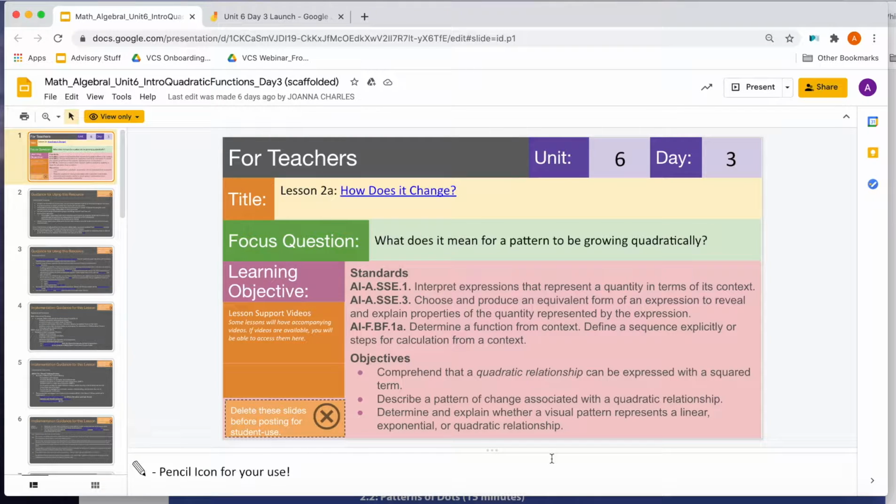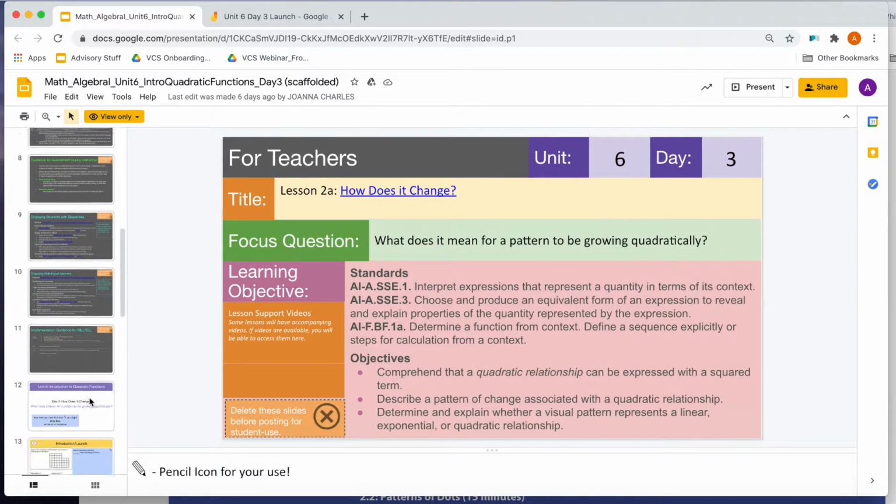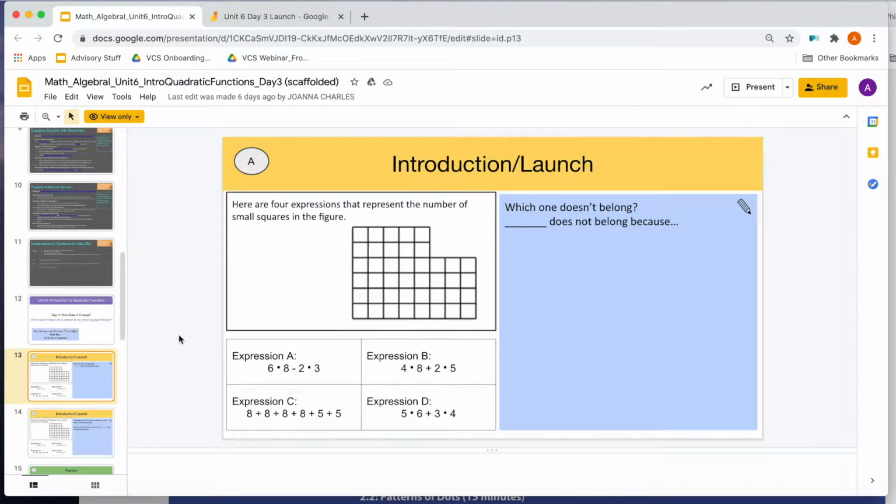through an instructional routine you can use with the Unit 6 Day 3 Lesson 2A. Our focus question for this lesson is, what does it mean for a pattern to be growing quadratically? And throughout the lesson, students will really be exploring these quadratic patterns. However, for our warm-up, we want to give students a chance to just start thinking about how to represent images and patterns using expressions.